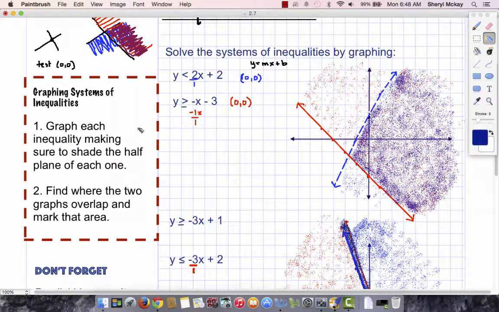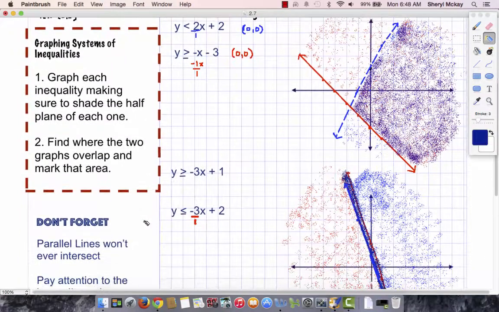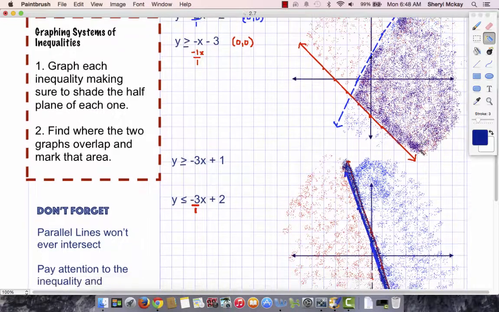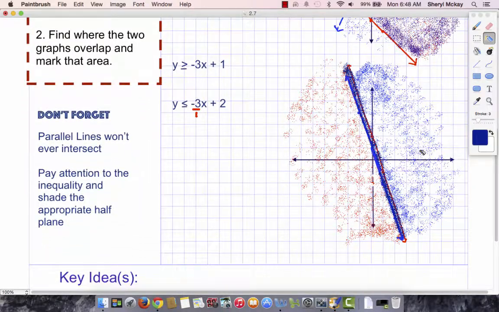So you graph each inequality, making sure to shade the half plane of each one. You find where the two graphs overlap and mark that area. And you just want to make it very clear. So when you're doing tests or quizzes, you're looking for the exact place where the two overlap. In this one up here, it was this whole section here going on and on forever. In the second one, it was the little slice in between the two inequalities going on and on forever.